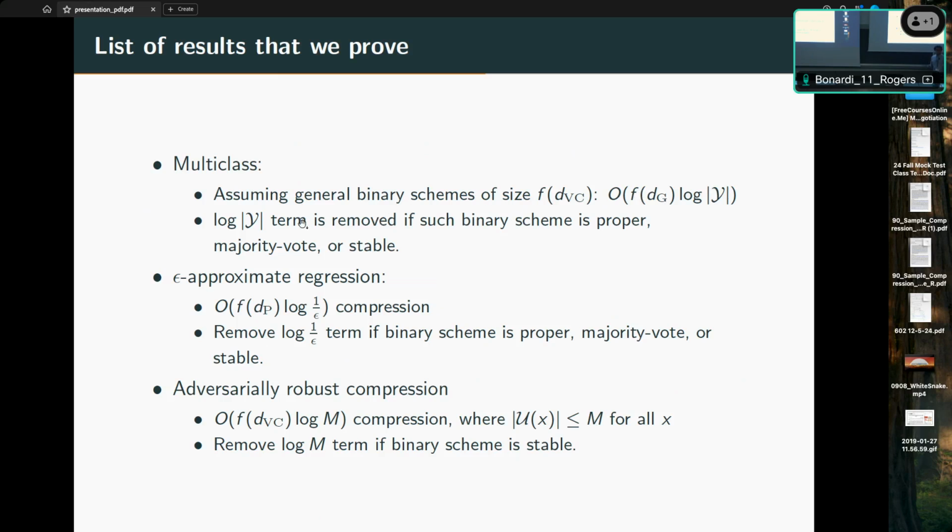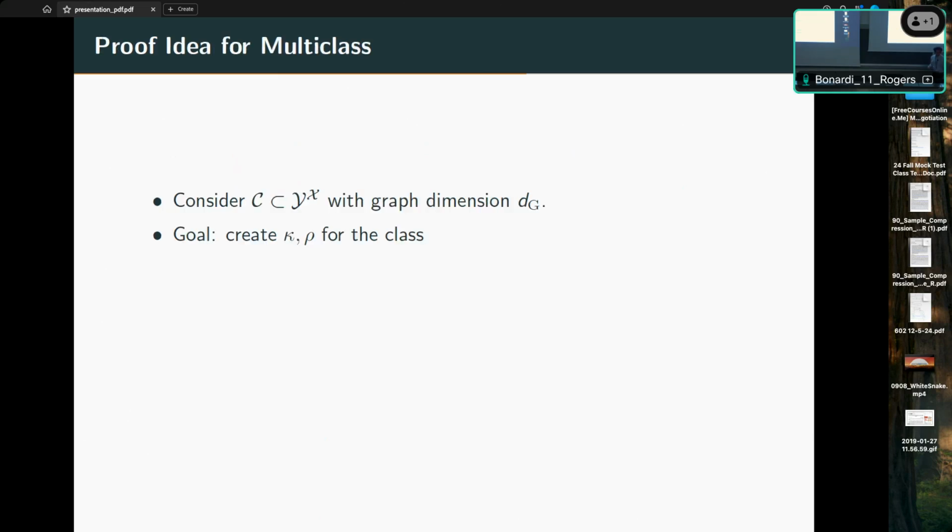And the log y term can be removed if you have assumptions about the binary compression scheme, like for example, if it's proper or it's a majority vote compression scheme, or if it's stable with finite labels. And we also study other settings like epsilon approximate regression, where the reconstruction returns the values up to epsilon. And we also have similar results for adversarially robust compression. So I'll talk about the proof idea for multi-class.